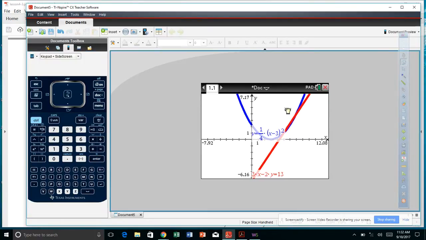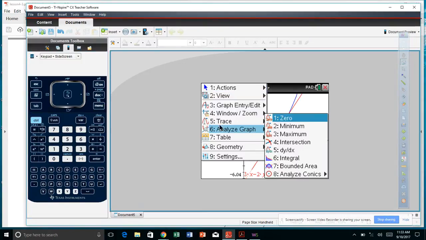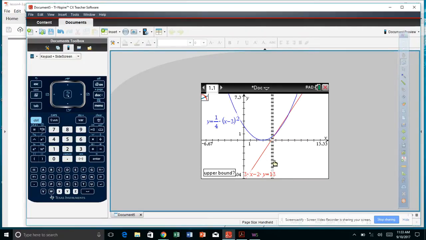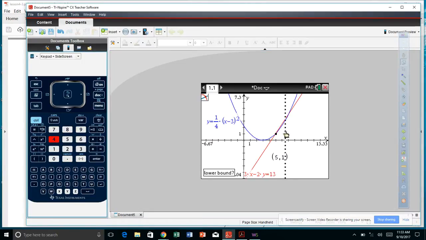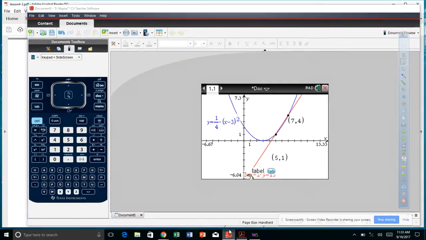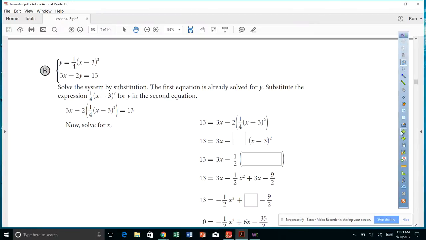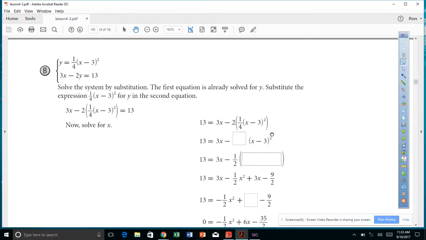Wow, that looks like just one there. Huh, maybe we made a mistake. Oh, look at there. All right, so let's try that. Menu 6, 4, and get on the other side of it a little bit. And then 7, 4. (5, 1) and (7, 4). Is that what we got? Yeah, (5, 1) and (7, 4). Good deal.